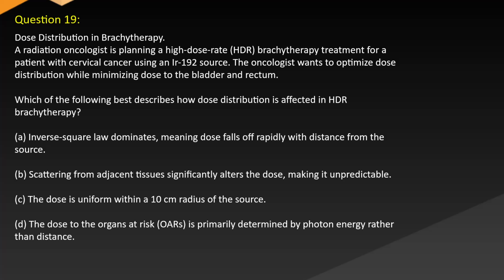A. Inverse square law dominates, meaning dose falls off rapidly with distance from the source. B. Scattering from adjacent tissues significantly alters the dose, making it unpredictable. C. The dose is uniform within a 10 cm radius of the source. D. The dose to the organs at risk (OARs) is primarily determined by photon energy rather than distance.